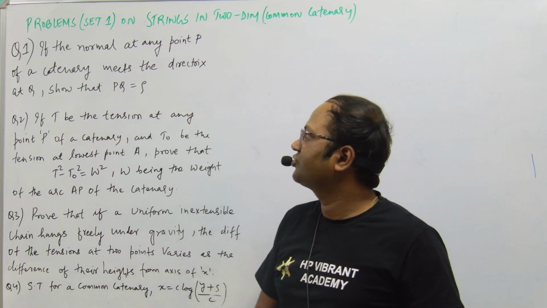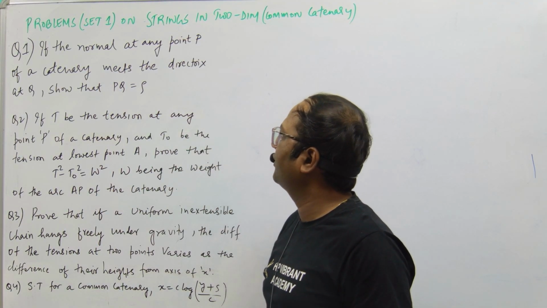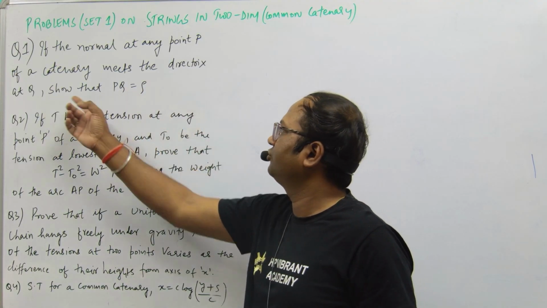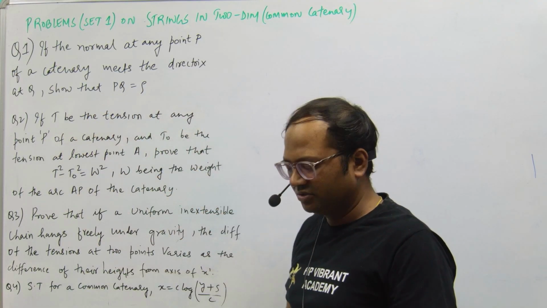Okay, so what is given in question number 1? If the normal at any point P of a catenary meets the directrix at Q, show that PQ is equal to rho. So let us solve this.